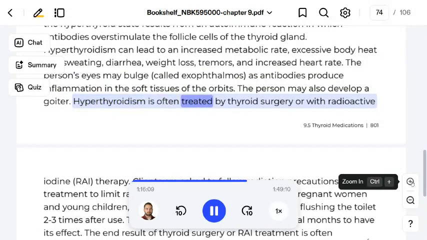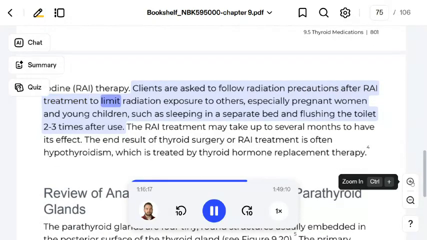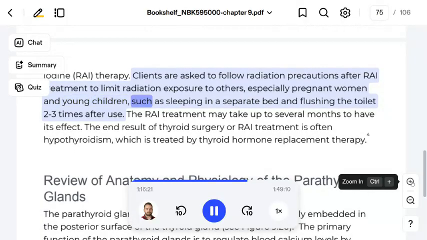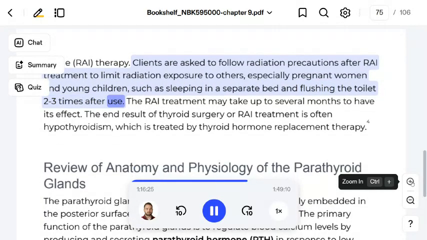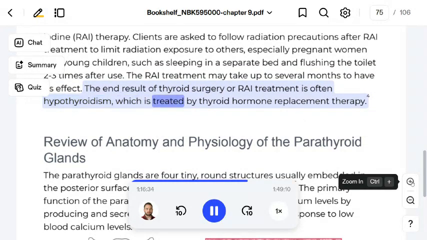Hyperthyroidism is often treated by thyroid surgery or with radioactive iodine therapy. Clients are asked to follow radiation precautions after RAI treatment to limit radiation exposure to others, especially pregnant women and young children, such as sleeping in a separate bed and flushing the toilet 2 to 3 times after use. The RAI treatment may take up to several months to have its effect. The end result of thyroid surgery or RAI treatment is often hypothyroidism, which is treated by thyroid hormone replacement therapy.